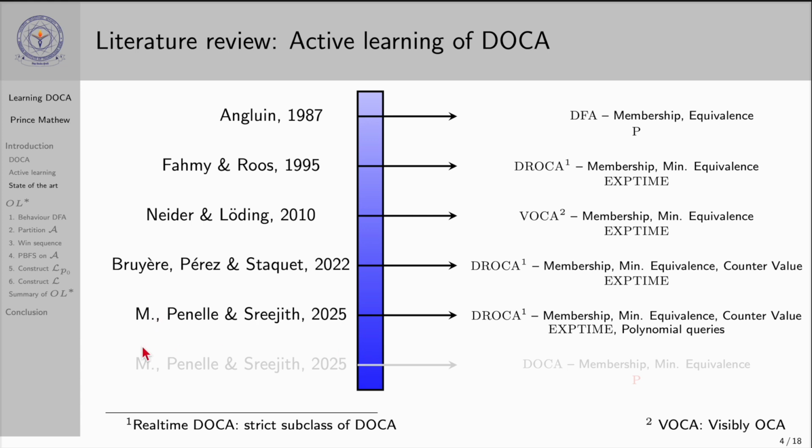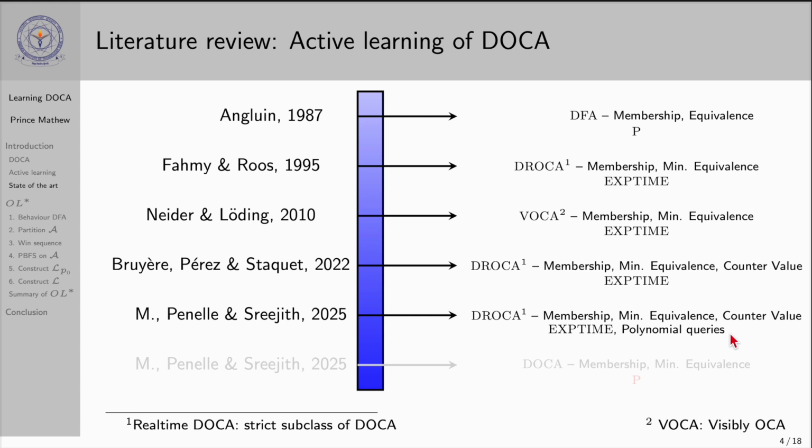So in 2025, we had a learning algorithm for deterministic real-time one-counter automata. We showed that DROCA can be learned using membership, minimal equivalence and counter value queries in exponential time using polynomial many queries. So all the existing works required exponential time and an exponential number of queries. In this work, we show that you only require a polynomial number of queries. So the next question that one would naturally ask is, can we do better?